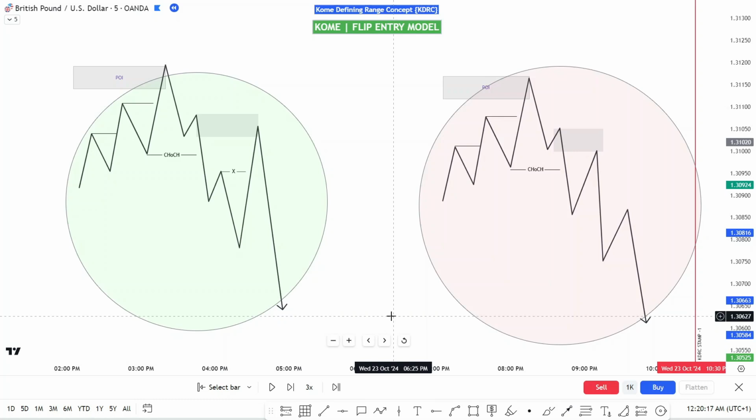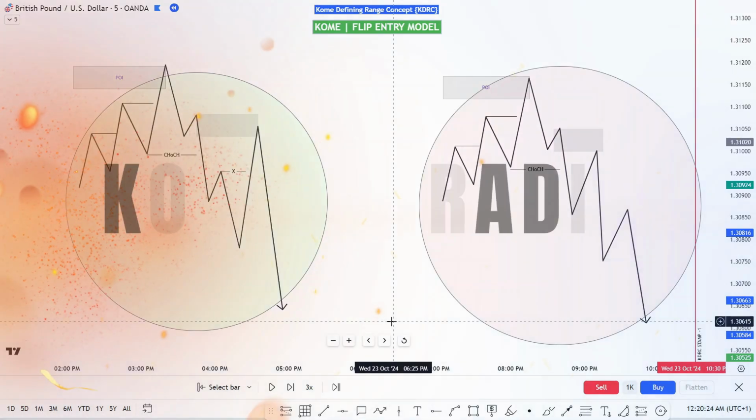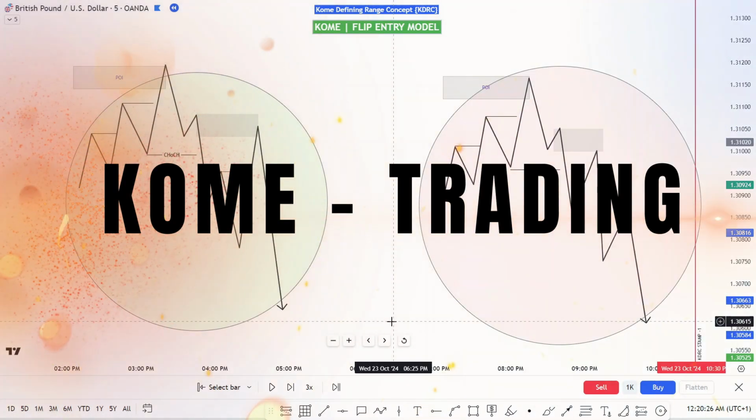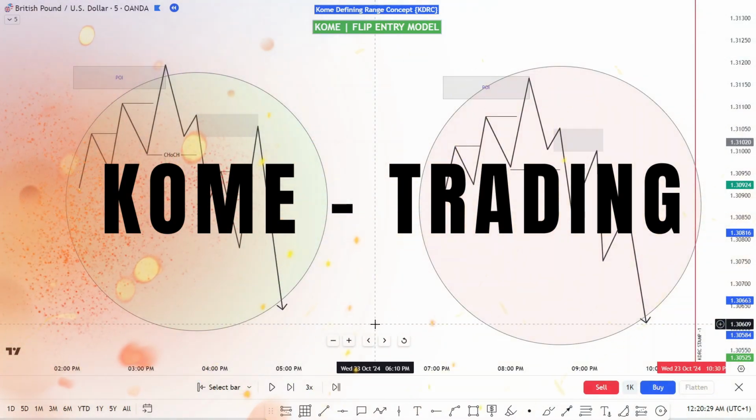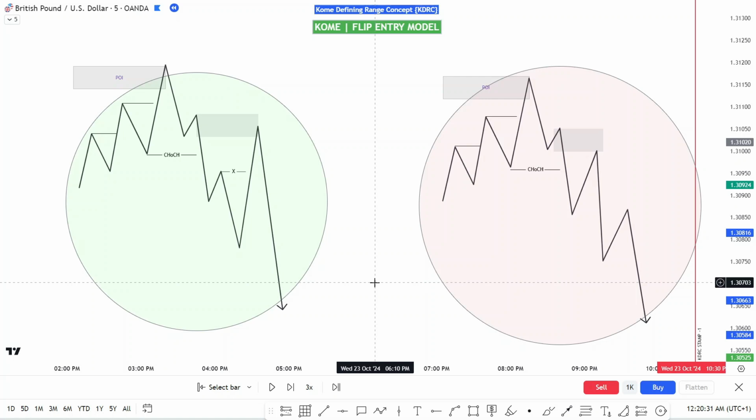This flip entry model will change your trading game forever. Pay attention. It's coming here. In today's video, I want to show you how to improve your entries using this flip entry model.